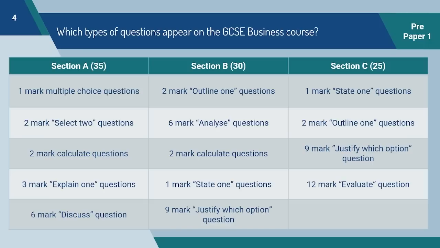Section B has some 2 mark outline questions, which is really important to use the case study for. Some 6 mark analyze questions, there's 2 of them. Some calculations again, maybe some stake questions, and a 9 marker, justifying which option. We're going to talk about the structure for all of these different types of questions later on. Section C has 2 1 markers, 1 2 marker, and then the 9 and 12 markers.